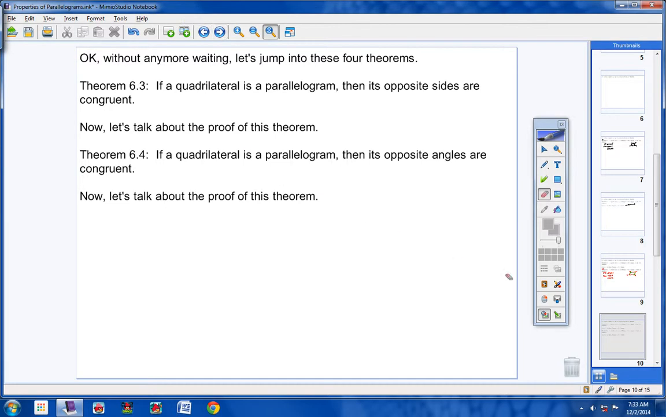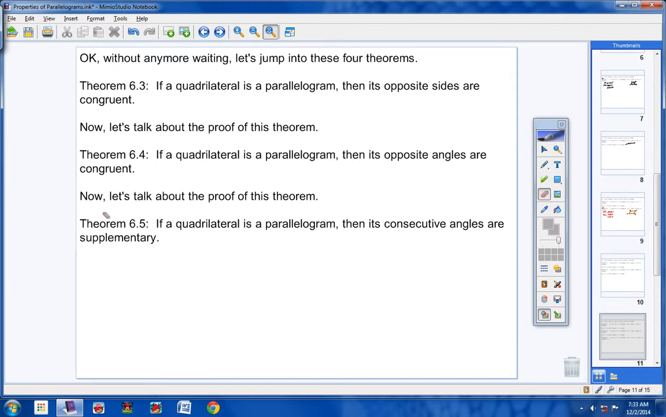Copy down Theorem 6.5. If a quadrilateral is a parallelogram, then its consecutive angles are supplementary. Consecutive angles means side-by-side angles. Okay? So copy this down. I'll wait a minute here. If a quadrilateral is a parallelogram, then its consecutive angles are supplementary. Okay, got it?